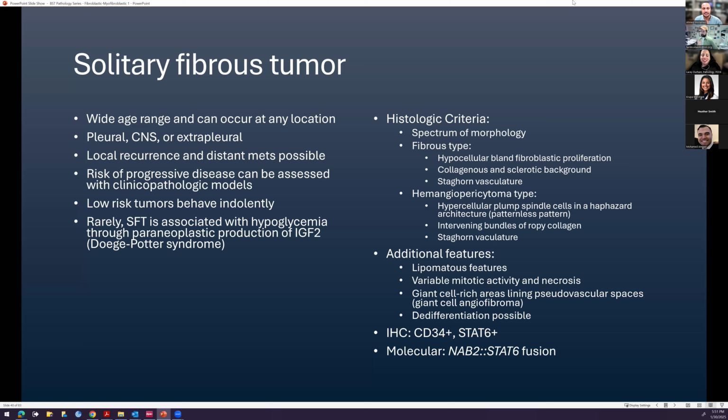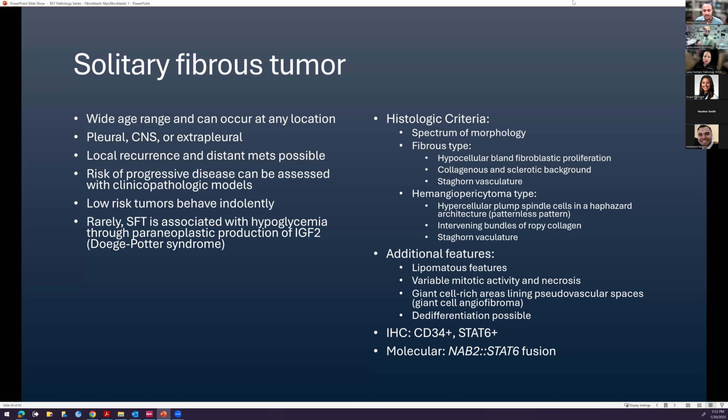Okay, so like I talked about, there's a spectrum of morphology. There's the fibrous type, which we used to call fibrous mesothelioma. It's very collagenous, hypocellular, bland, fibroblastic, with a highly collagenous and sclerotic background and staghorn vasculature. Then there's the hemangiopericytoma-like type, and to be quite honest, a lot of the CNS SFTs still look like that, but they're much more plump and hypercellular, with a haphazard, patternless architecture. But there are still intervening bundles of ropey collagen that you'll see, and staghorn vessels.